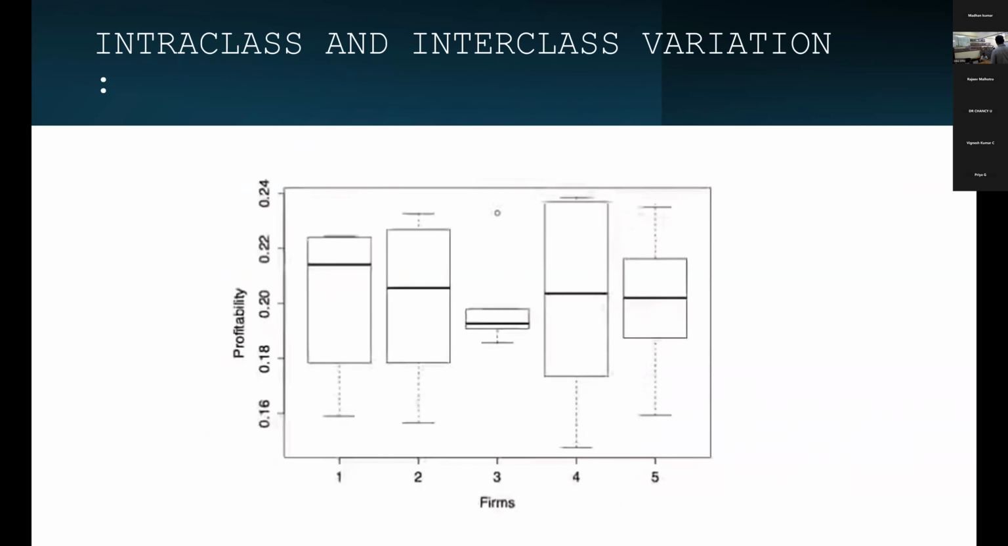Now, what is the problem? If you have continuous variables, you can't use any of these, because these are all for dichotomous variables. So how do we interpret if we have a continuous variable? For that, we need to understand what this variation is when there are continuous variables.